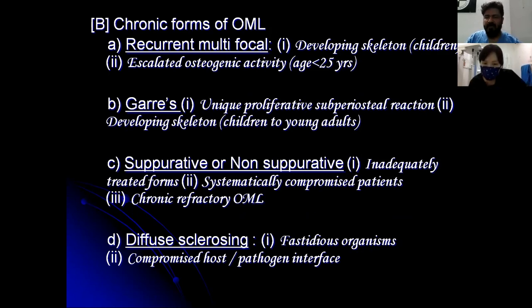You might have heard of Garre's osteomyelitis, or you may get a short note on it. Then in suppurative or non-suppurative, there are inadequately treated forms like in systemically compromised patients or chronic recurrent osteomyelitis. In diffuse sclerosing, there are fastidious organisms, a compromised host, and pathological interference.